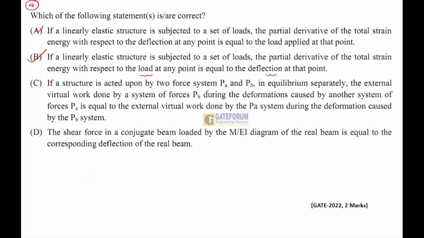If a structure is acted upon by two force systems PA and PB in equilibrium separately, external virtual work done by the system of forces PA during the deformation caused by the other system of forces is equal to external virtual work done by system PB during the deformation caused by system PA. Yes, this is also right. Shear force in a conjugate beam loaded with the M by EI diagram of a real beam is equal to the corresponding deflection. No. So simply options A, B and C will be the right answers for the given question here.